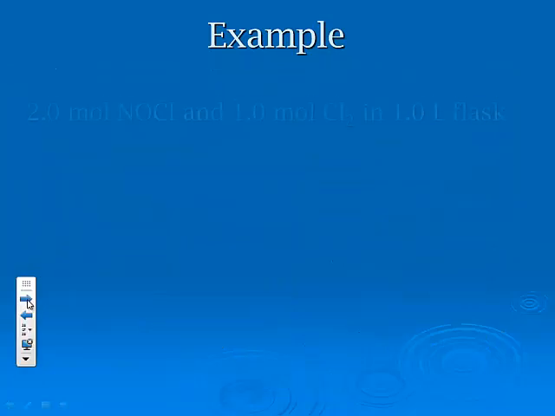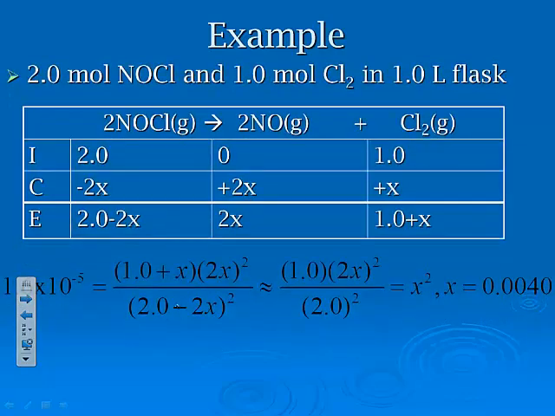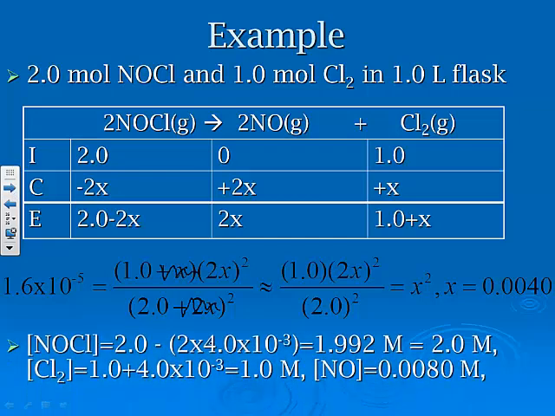Okay, next one is 2 moles in a 1 liter flask. Again, I've got all the math worked out here. You'll notice that we also here take the liberty to get rid of the subtraction because this number again is so small. X ends up being in this case 0.0040. So when we solve for the actual concentrations for NaOCl, we still end up with again 2.0. Where am I here? There we go. NaOCl is 2.0 molar.